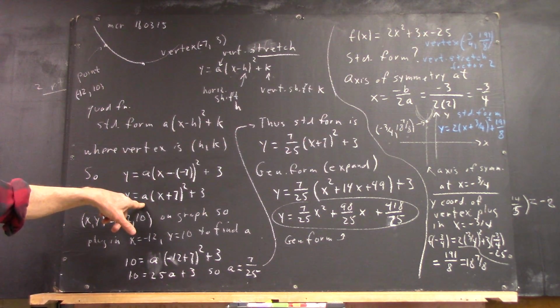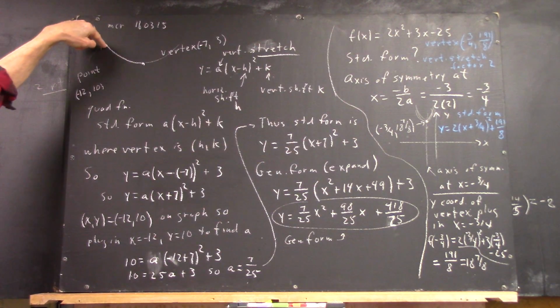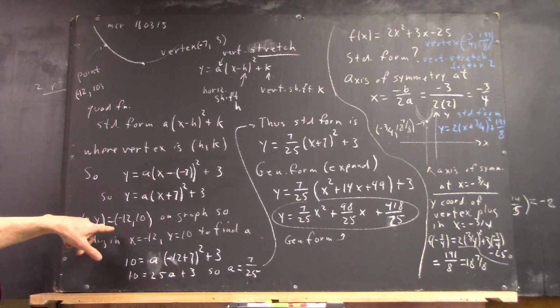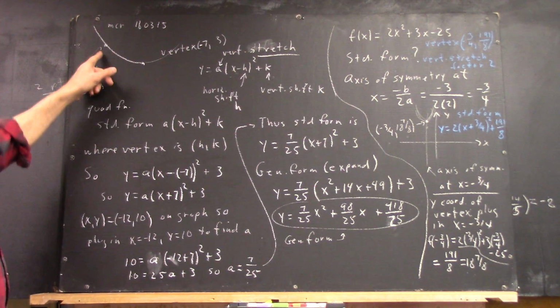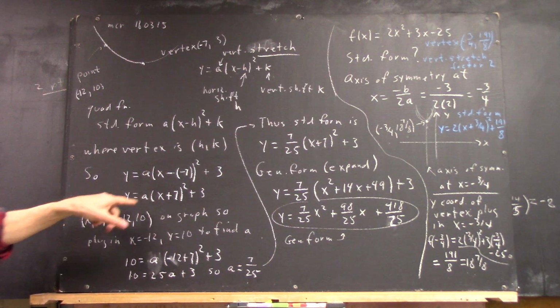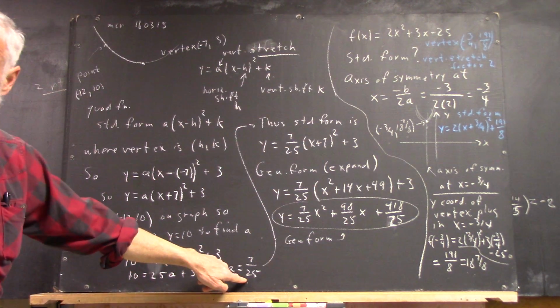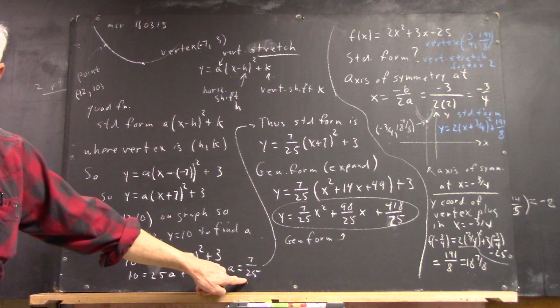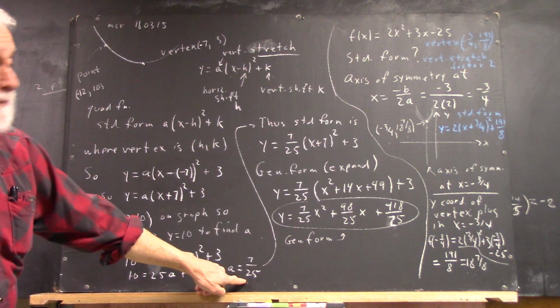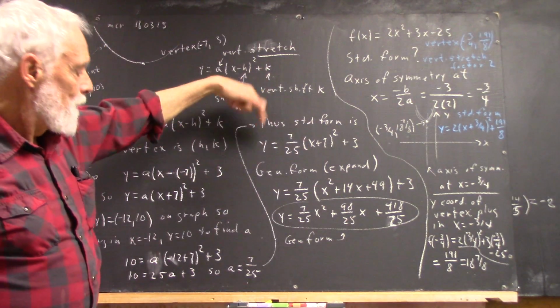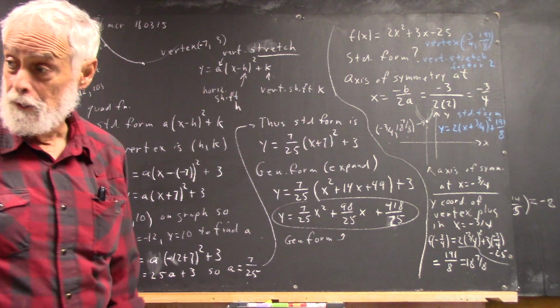We determine a by taking the coordinates of the known point, plugging them in. So known point x is -12, y is 10. Plug that in for x and y, we get this equation which we solve. We get a equals 7/25. I don't guarantee I did that right. I kind of think I did. So fix it if it's wrong, but that's what you do and how you do it, okay?